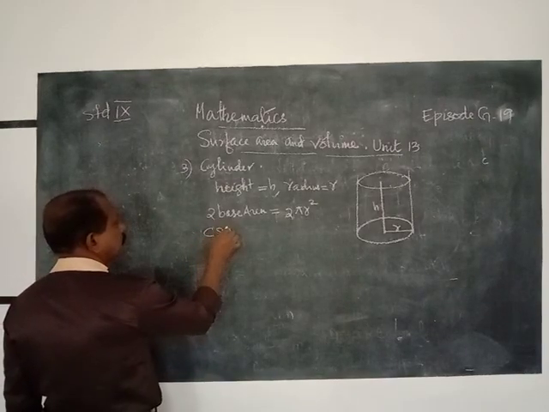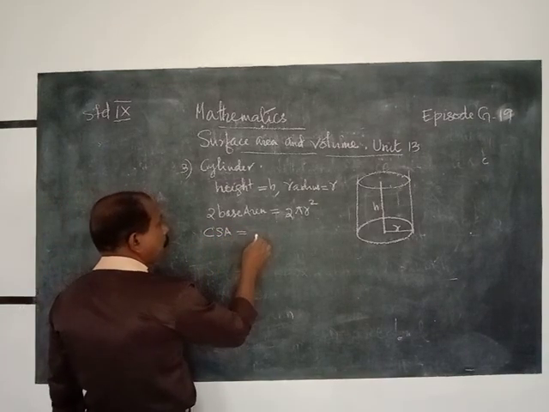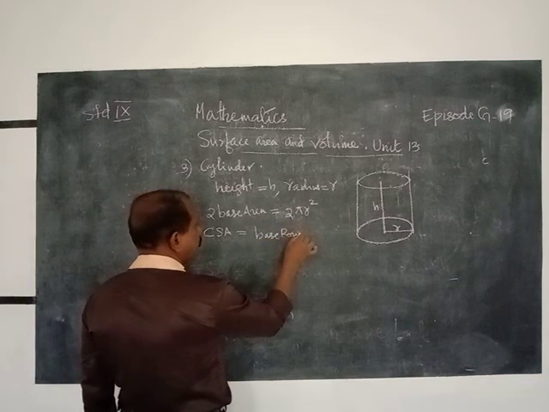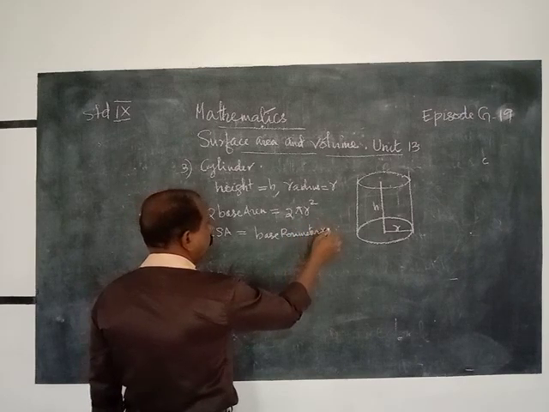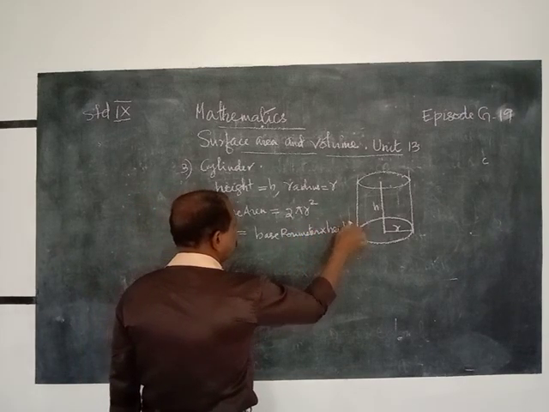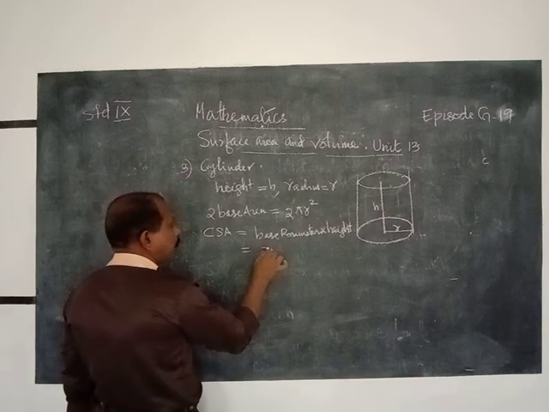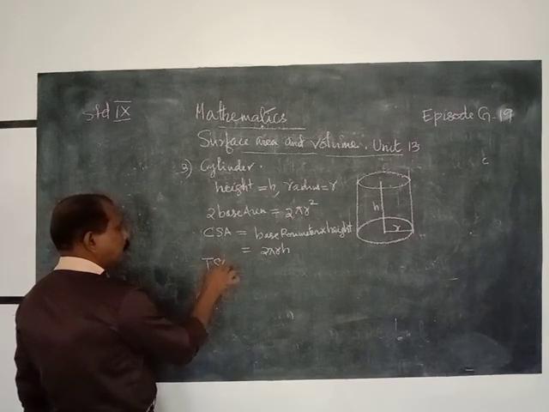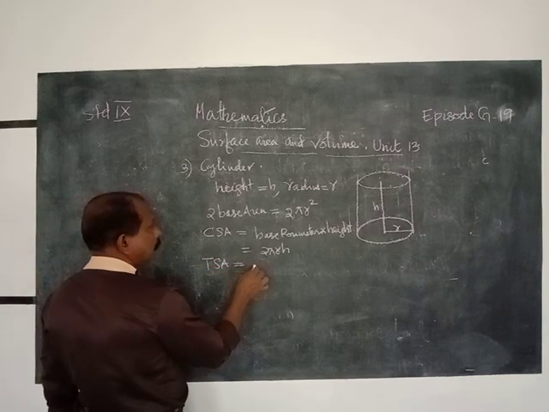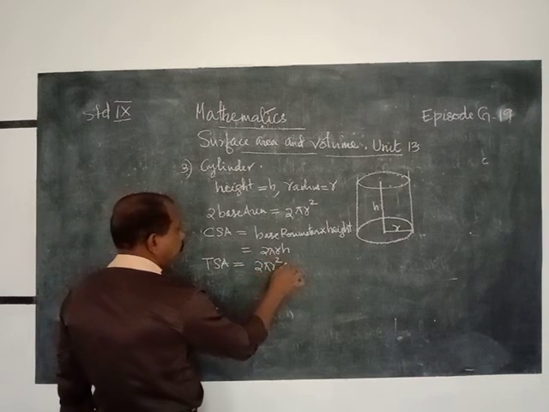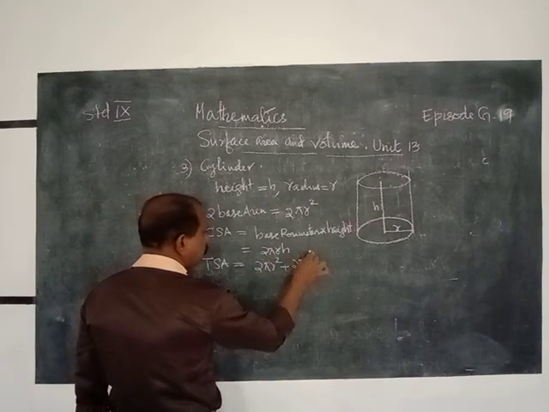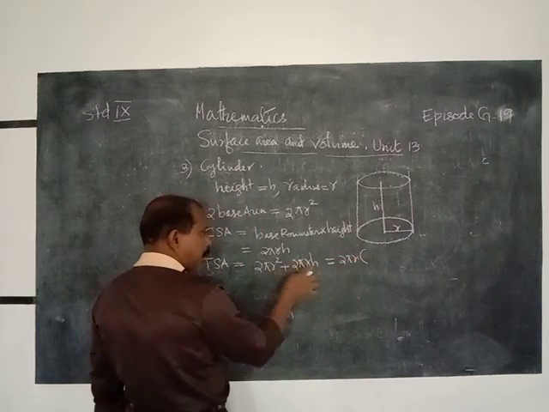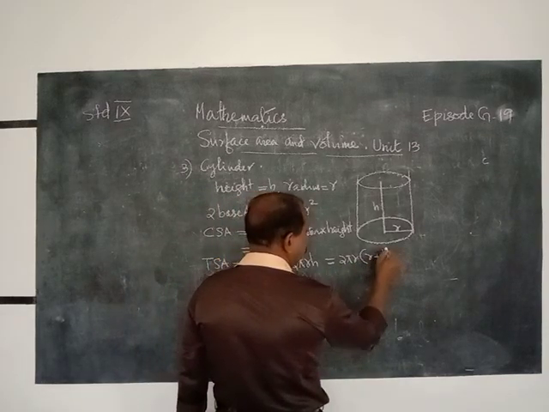And the curved surface area is equal to base perimeter into height. What is base perimeter? 2 pi r into height. Therefore, total surface area of the cylinder is 2 pi r square plus 2 pi r h. We take 2 pi r as common, therefore r plus h. 2 pi r into r plus h.